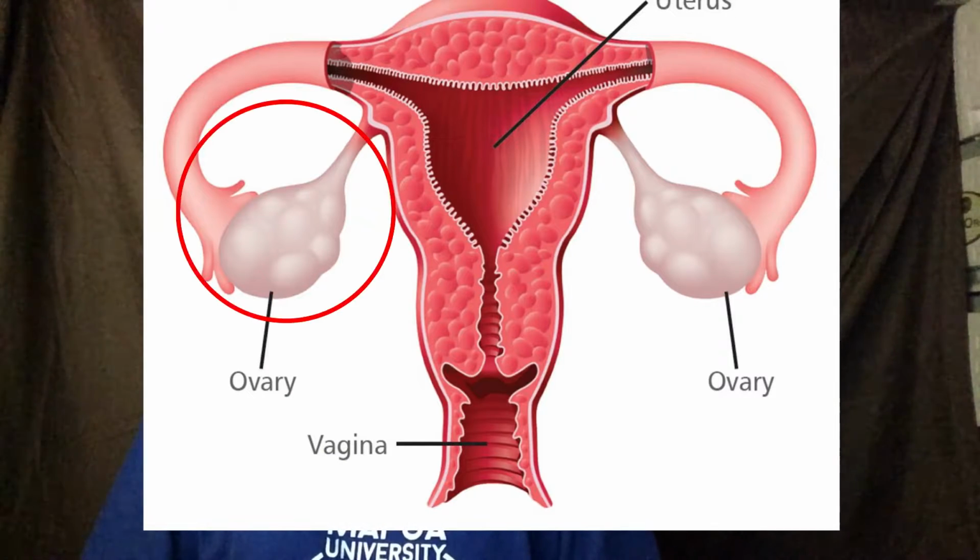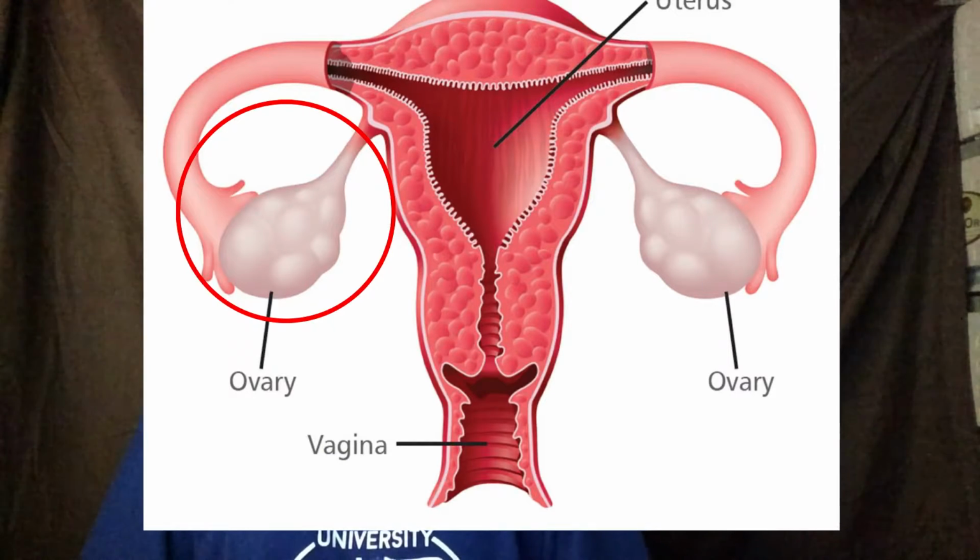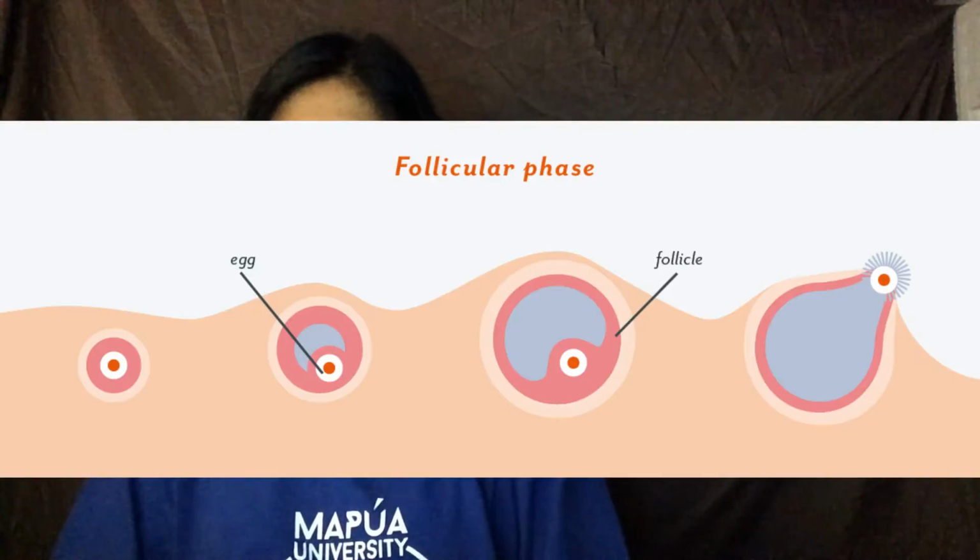The ovaries are the female gonads. Ovaries are round with an irregular, nodular surface and are highly vascular. Inside an ovary are fluid-filled sacs called follicles. When a follicle releases an egg, it is called ovulation.